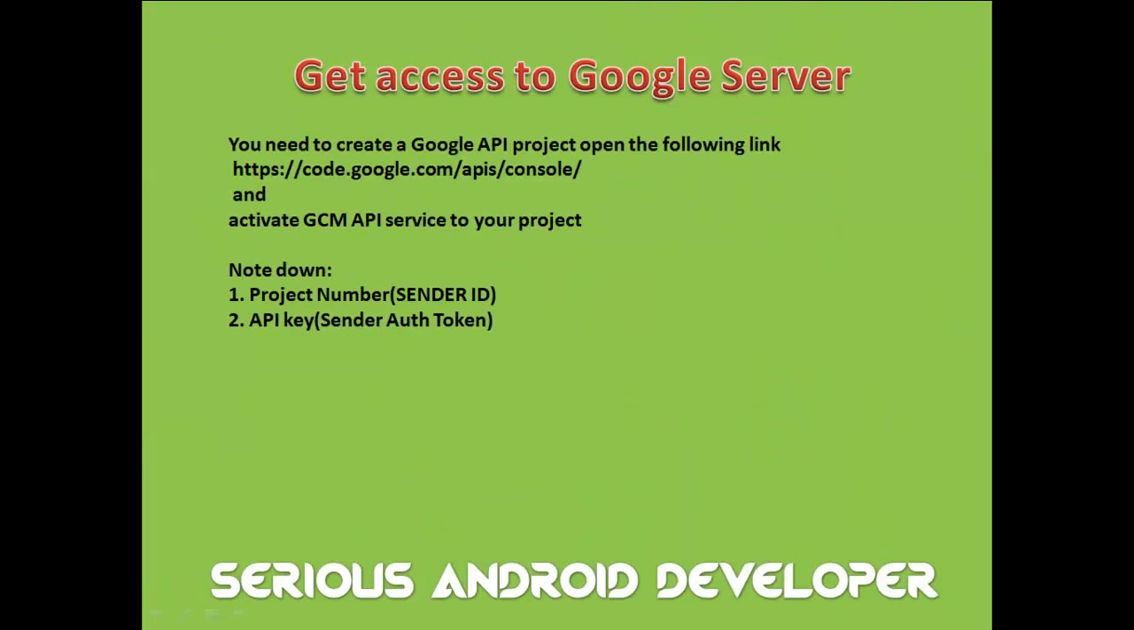To get access to the Google server, you need to create a Google API project. Open code.google.com/apis/console and create a Google API project, and that project should be activated with the GCM API service. After creating this Google API project, you should note down the project number. This project number is the sender ID, and this API key is the sender authentication token. I will show you how to create this project and where the project number and the API key are.